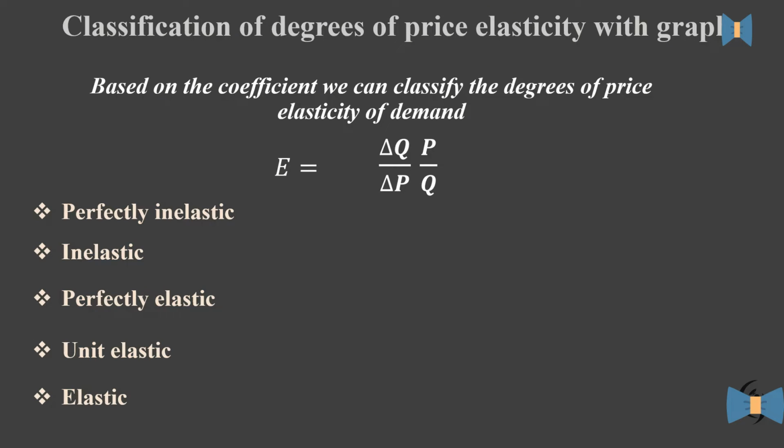Classification of degrees of price elasticity with graph. Here we are going to learn that sometimes in a demand curve there will be the same elasticity throughout. We already know that the demand curve is downward sloping. So sometimes throughout the curve there will be a constant rate of elasticity. Here we can calculate perfectly inelastic, inelastic, perfectly elastic, unit elastic, and elastic.